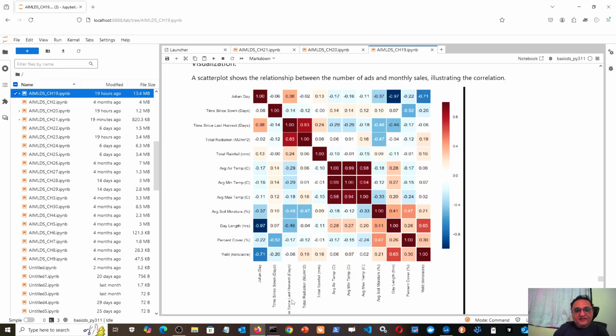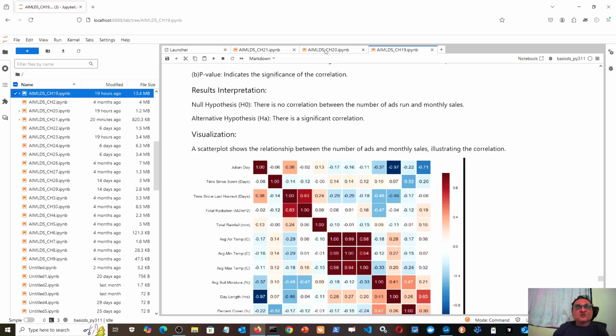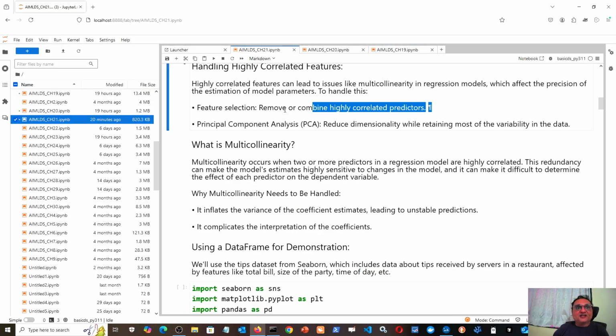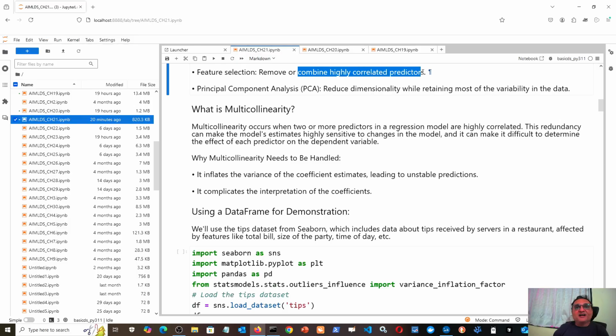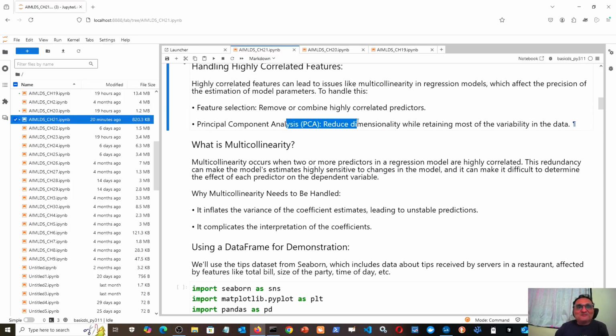When a new variable is created out of the ratio of these two variables which have 0.83 correlation, I can drop the old two features, but still their complete information is captured in the new feature, which is the ratio of total radiation and time since last harvest. So you are not losing information, and still you are reducing the number of features. That is called combining highly correlated predictors. So you not only always remove; if the correlation is not convincingly high, you can try to combine also. Then there is one other technique, which is called principal component analysis.